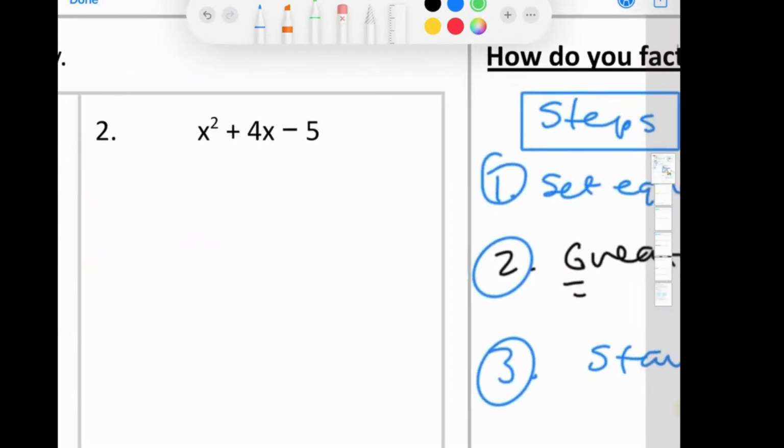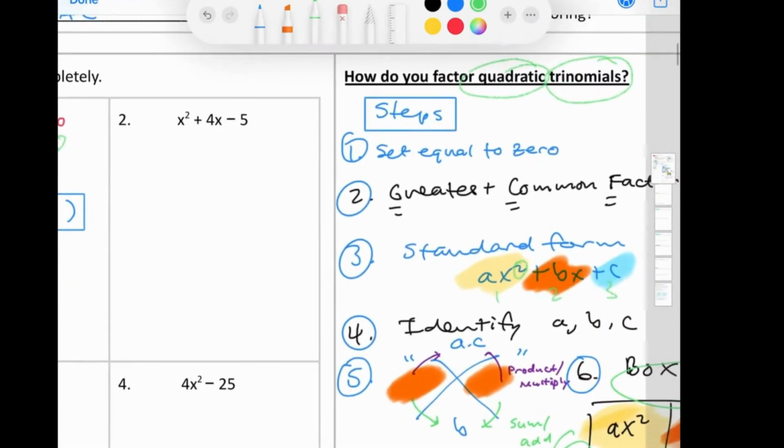Okay, let's look at number 2. This one is a perfect example. We're going to set it equal to 0. So it's already on one side of the equation. You can just put it equal to 0. And here they're just asking us to solve. I'll tell you about it. They're asking just to factor. Okay. They have nothing in common, right? X squared, 4x, and negative 5.